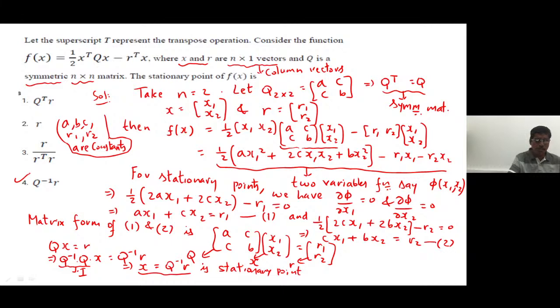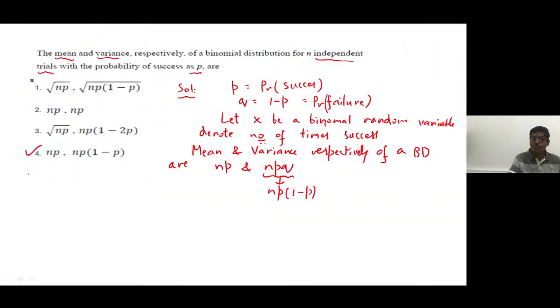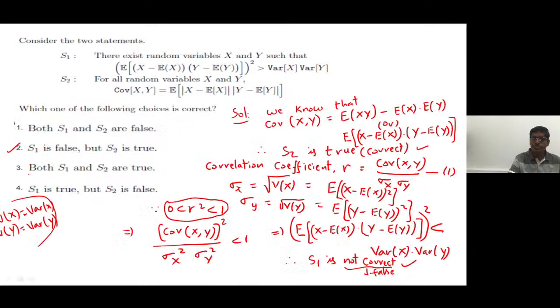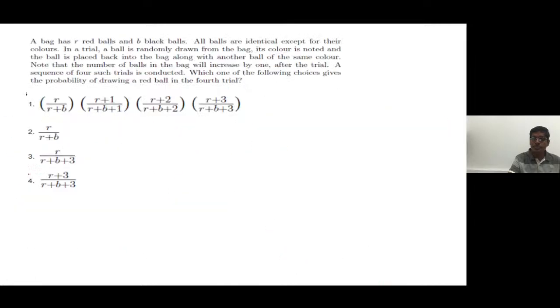Hope that everyone understood and is following. Similarly, this result can be true for n equal to 3, n equal to 4, etc., the general case. Now, it seems that the options are not matching, but I am having a doubt. Anyhow, see.